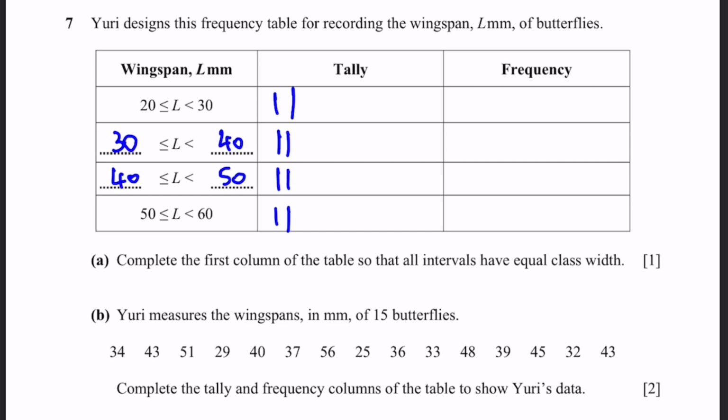25, first group. 36, second group. 33, another second group. 48, third group. 39, another second group, and this time we draw a line straight through these to mark 5. So now we've done 39, now 45. It's in the third group. 32, second group. 43, third group. Now the tally for the first group is 2, and then we have 6, and then 5, and then another 2. So these are the tally and frequency.